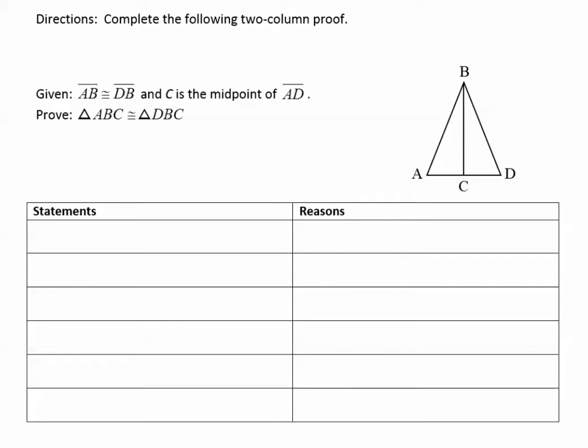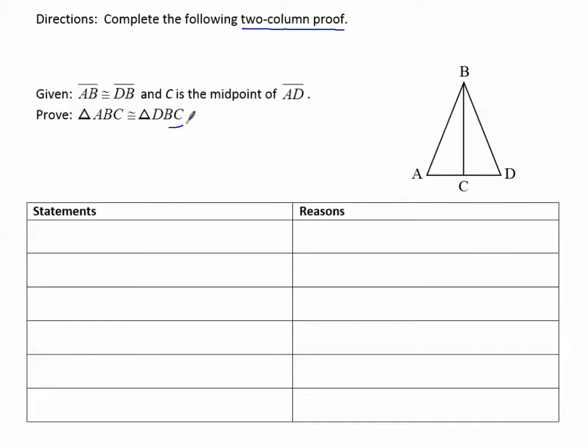Let's take a look at putting our information together to write a two-column proof. Directions. Complete the following two-column proof. Two columns because one column for the statements and the other for the reasons. Given segment AB is congruent to segment DB and C is the midpoint of segment AD. Prove triangle ABC is congruent to triangle DBC.